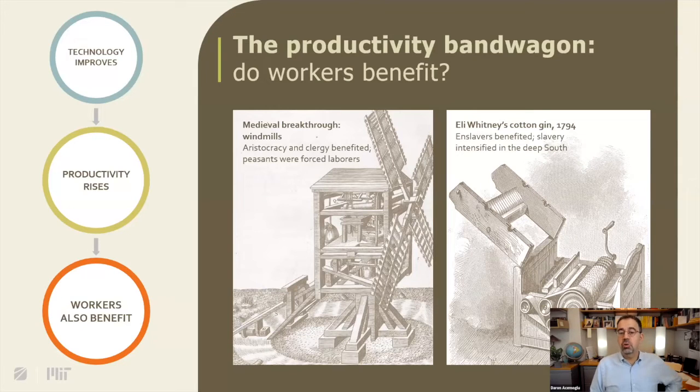So you might expect from the productivity bandwagon that these mills would also improve the conditions of the peasants. But in fact, there is no evidence that peasants did any better out of this or many other innovations of the era. And most of the additional agricultural output generated by windmills and things like horseshoes and better crop rotation was captured by a narrow elite, the clergy and the nobility, with very little change in the living conditions and wages of peasants.